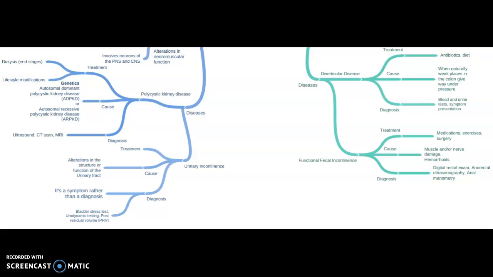Now, for the polycystic kidney disease, the cause can be genetics. That's actually one of the main causes. Treatment includes dialysis at the end stages and lifestyle modifications, which is a huge part of this disorder.